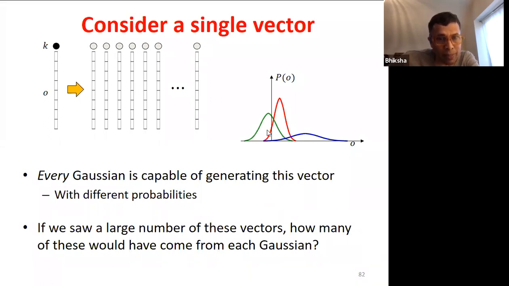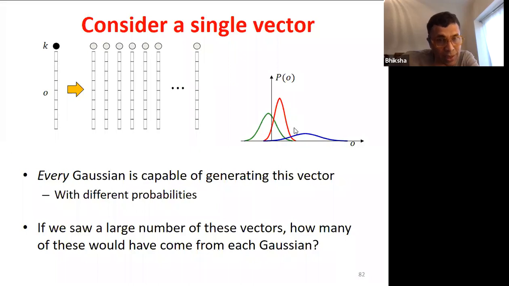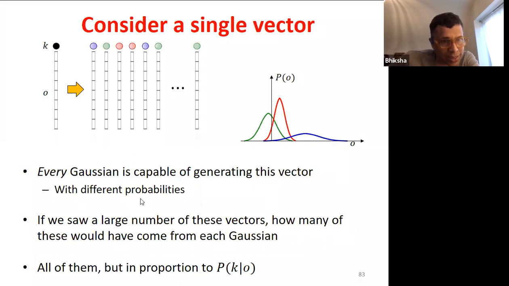But a vector could have been generated by any of these Gaussians. For example, if you had a vector out here, the blue, the red, and the green Gaussians are all capable of generating it, but with different probabilities. So we ask ourselves the same question: if we saw a very large number of these vectors, how many of them would have come from each Gaussian? We fill in these Gaussian colors in proportion to the a posteriori probability of the Gaussian given the observation.